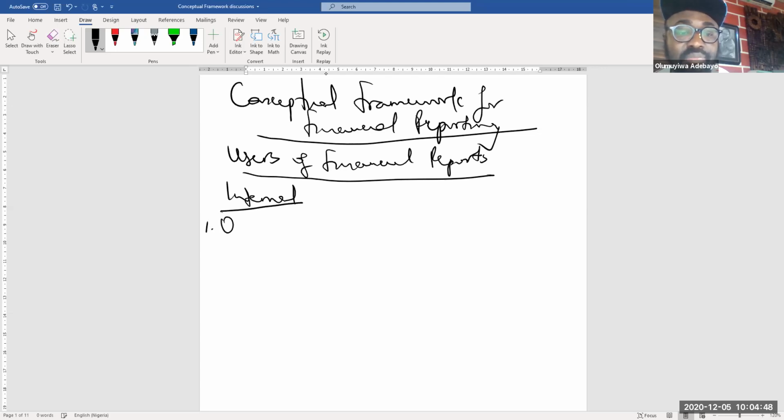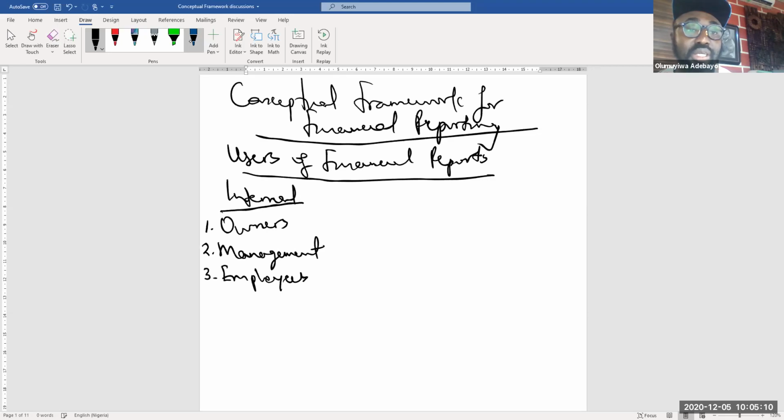I'll say the internal users will be the owners of a business, especially for privately held businesses. We'll say the users are management, and the internal users are employees. Let's look at external users.